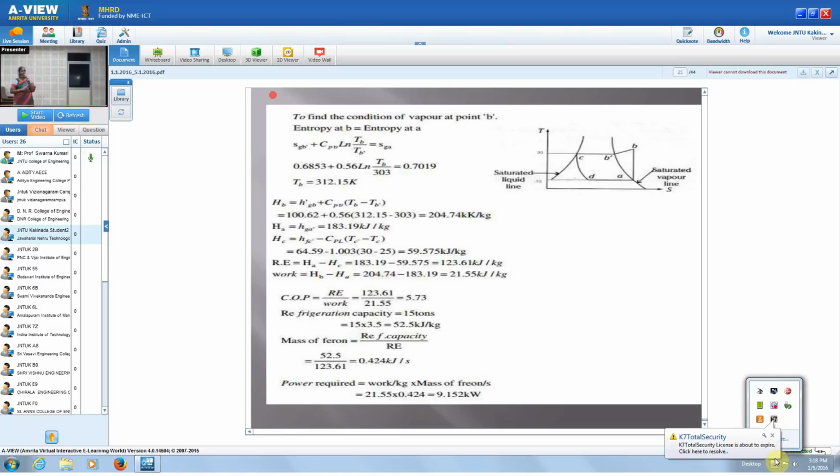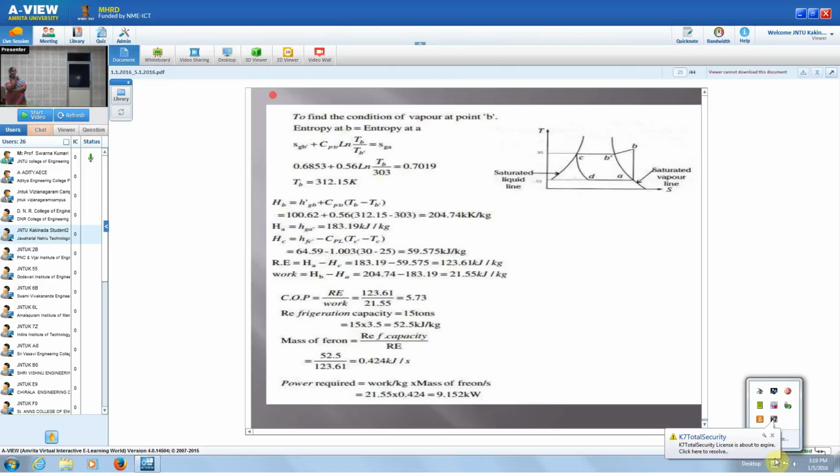So Hc is 59.575. So Hd is again equal to Hc, that is 59.575 kilojoules per kg. So after getting all four enthalpies, find out the refrigeration effect and work input. The refrigeration effect produced is HA minus HD.